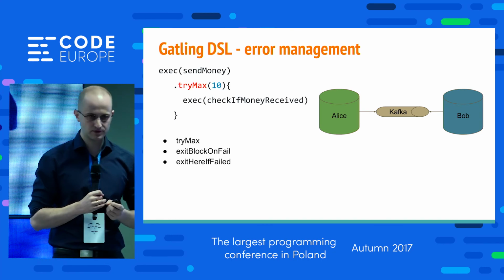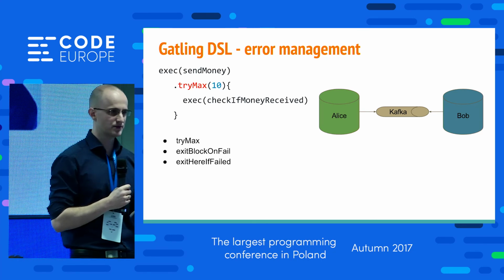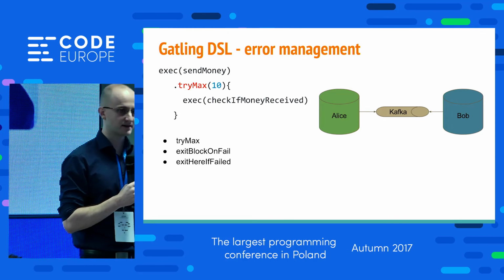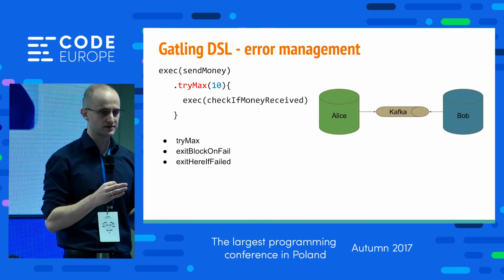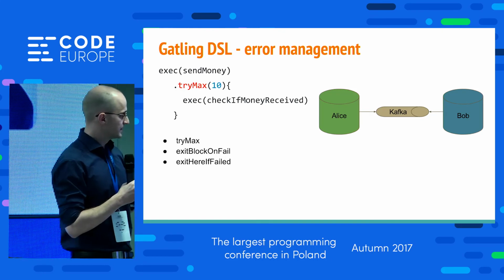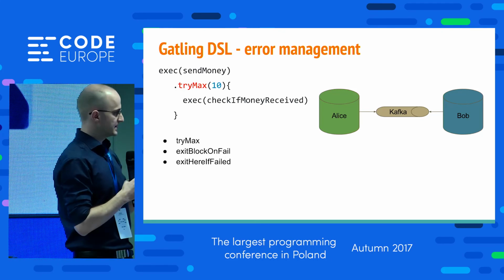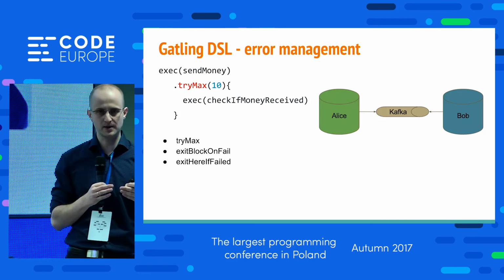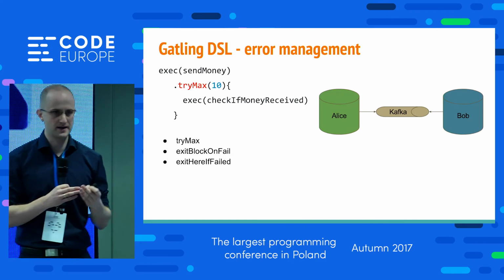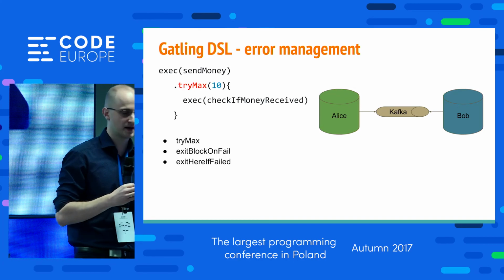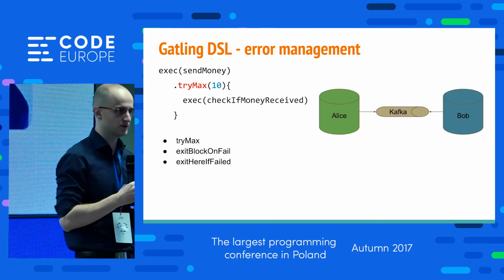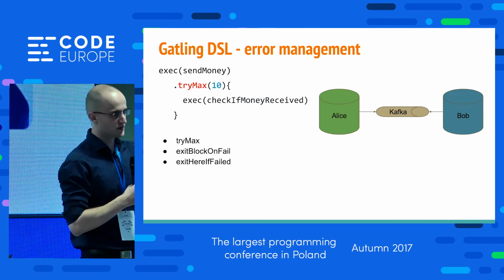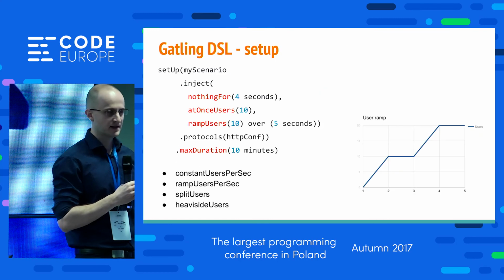Try max, very useful functionality. Let's say you want to send money from Alice to Bob, but communication between them is asynchronous, for example, via Kafka. So if you send the request to check if money was received right after sending money, this check could fail, simply because the message from Kafka was not consumed yet, but it will be eventually. So this check will probably pass after a few retries.